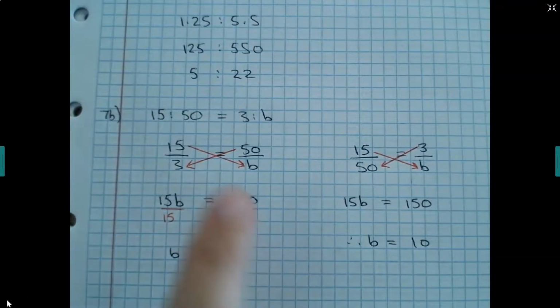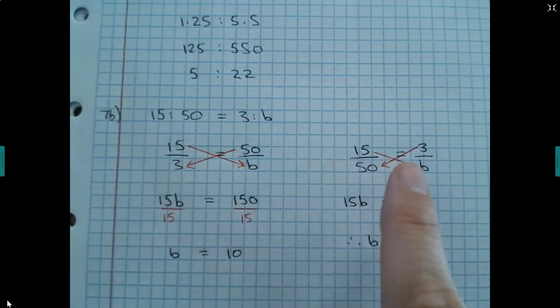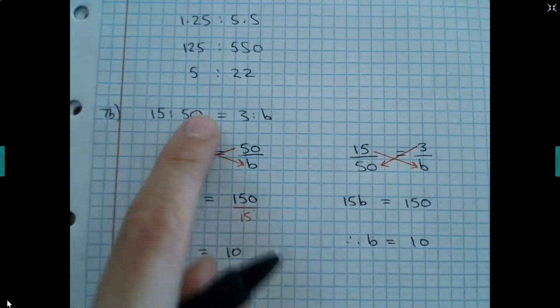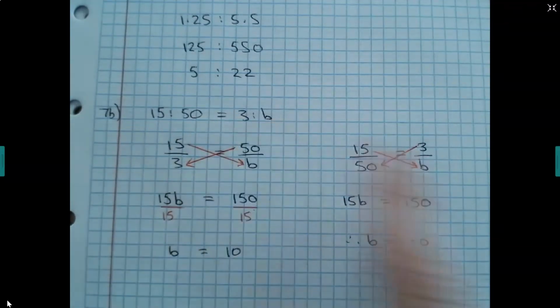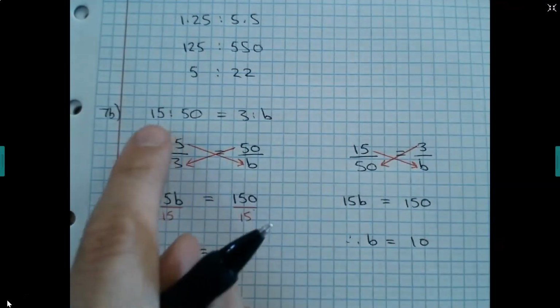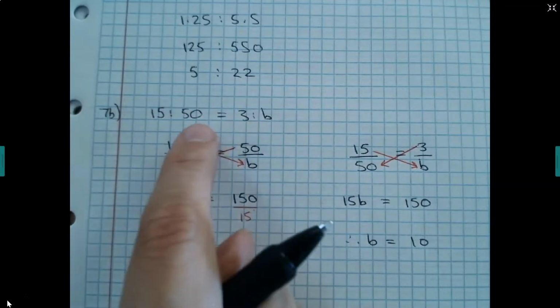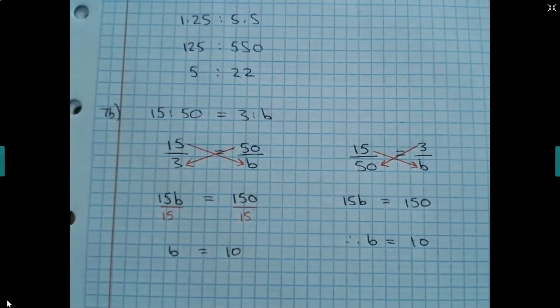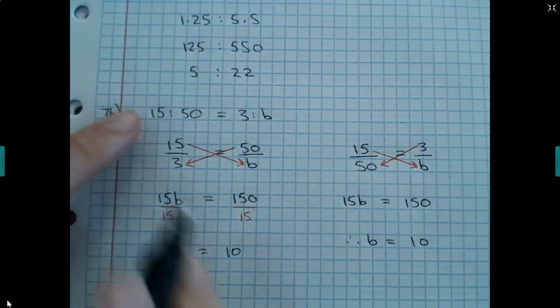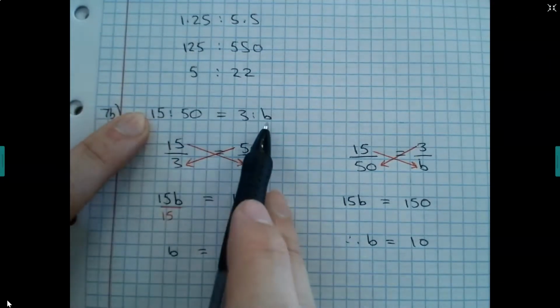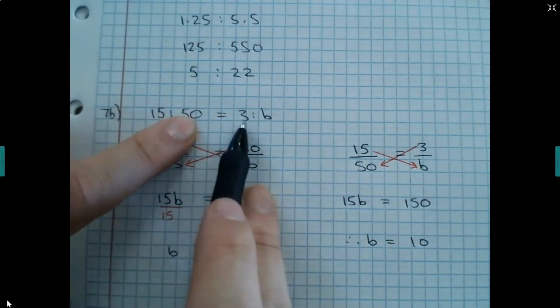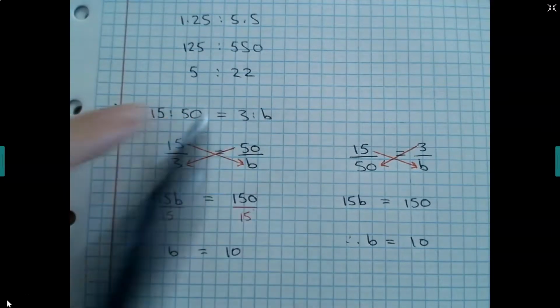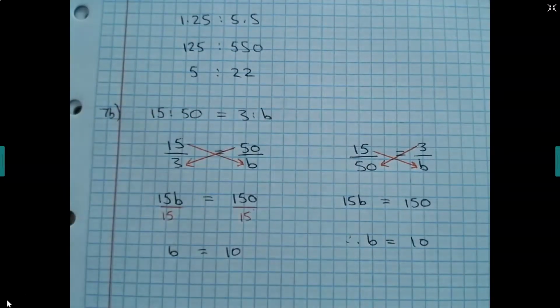Alright, so it doesn't matter how you set up that initial fraction. You could either go 15 over 50 is equal to 3 over b, like we did there, or you could go that one over that one is equal to that one over that one. What you can't do, what will not work, is go 15 over b equal to 50 over 3. If you mix them up like that, that ratio will not work. You've kind of messed up the proportion.